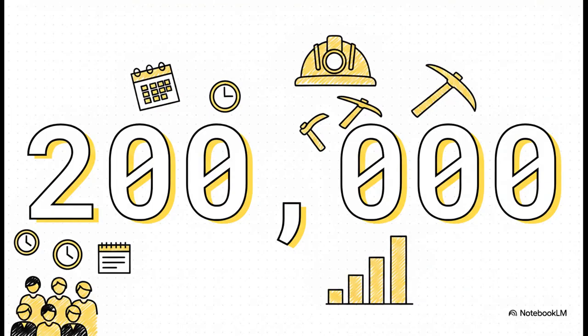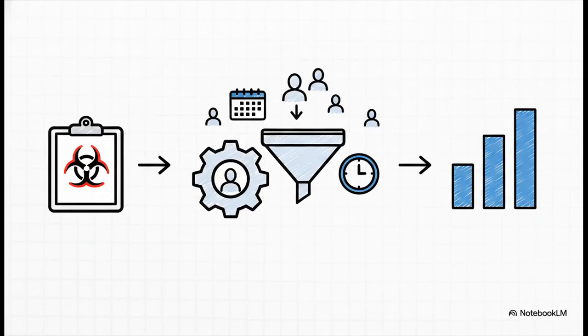And this solution is this magic baseline number right here, 200,000. It's not just a random number. It elegantly represents 100 full-time employees working 40 hours a week for 50 weeks a year. It gives us a perfectly standardized mathematical baseline to measure any company against, no matter how big or small they are. So here's how the math works in practice.